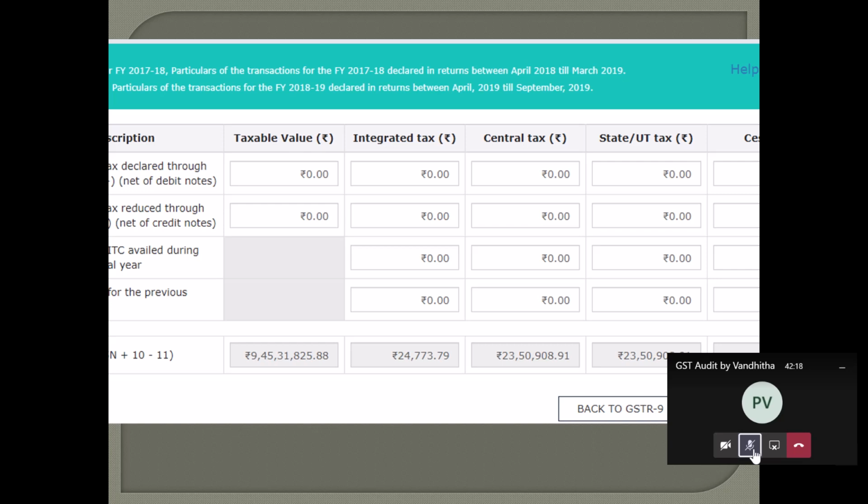If you open GSTR-9 in the portal, it will show like this. Actually, fully it is not coming. So, full screen, paste it.